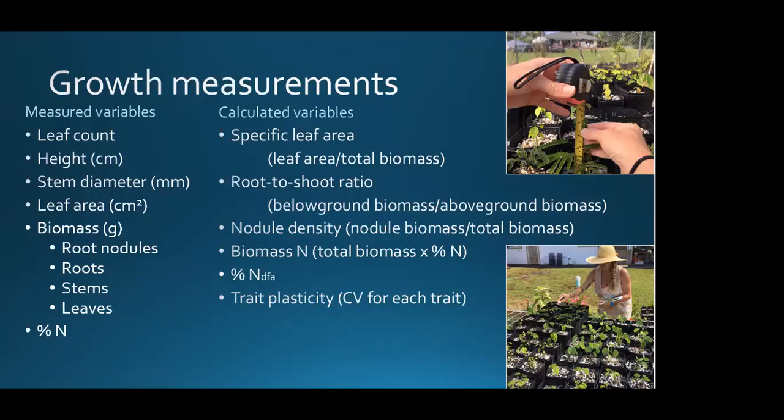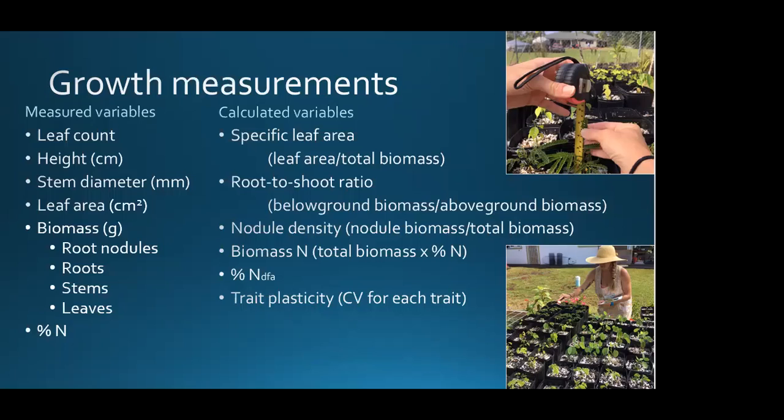Leaf area was measured for fresh leaves. Biomass measurements were taken separately for each plant part. And because the plants were grown for different periods of time, ranging between 115 and 132 days, all biomass data are represented as growth rates per year to account for variation in growth time.